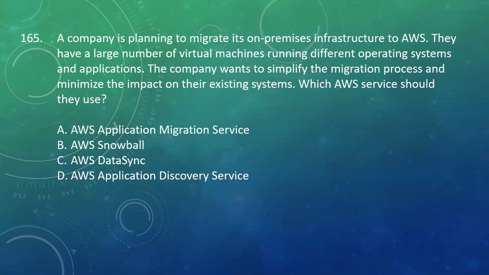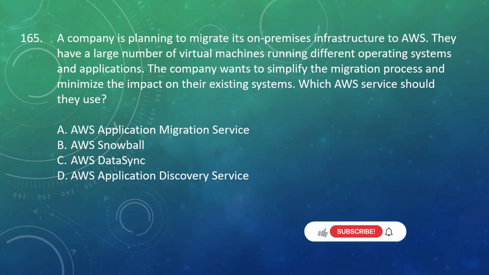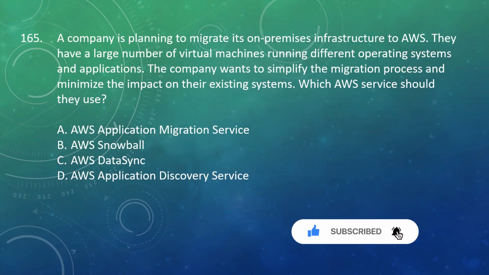Question number 165. A company is planning to migrate its on-premise infrastructure to AWS. They have a large number of virtual machines running different operating systems and applications. The company wants to simplify the migration process and minimize the impact on their existing systems. Which AWS service should they use? Your options are AWS Application Migration Service, AWS Snowball, AWS DataSync, AWS Application Discovery Service.